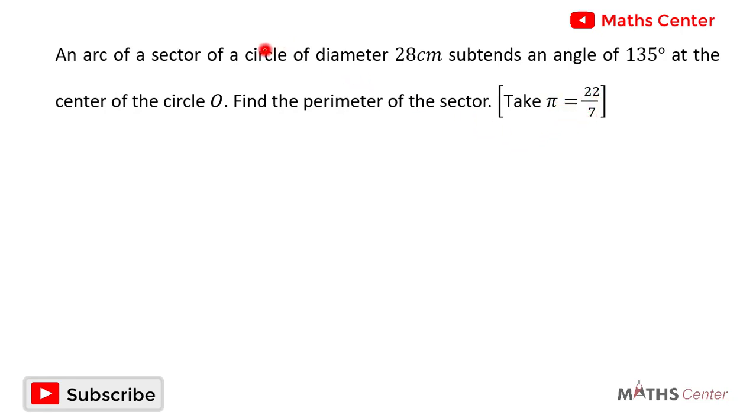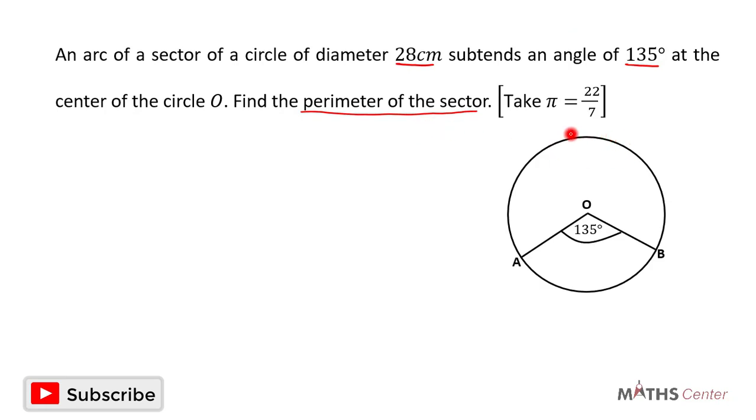So we have the sector of a circle with diameter 28 centimeters and the angle of the sector is 135 degrees. The question wants us to use this information to find the perimeter of the sector. Let's assume that this is the circle and the sector we are talking about is the sector AOB. So we will call this point A and this point B.